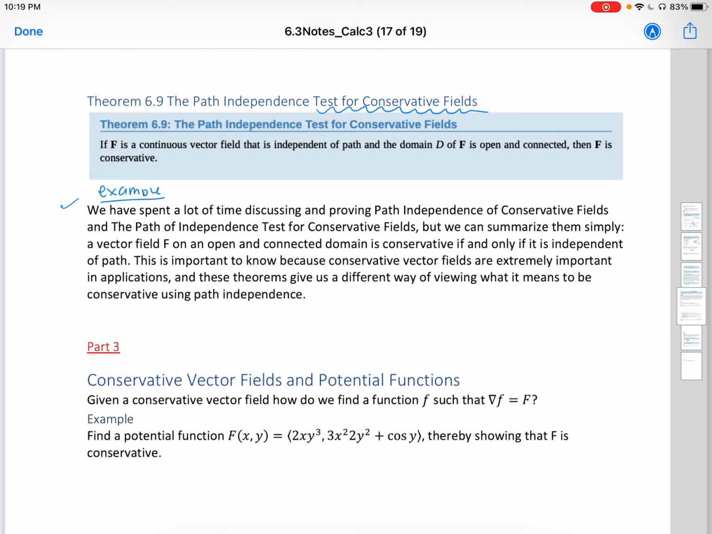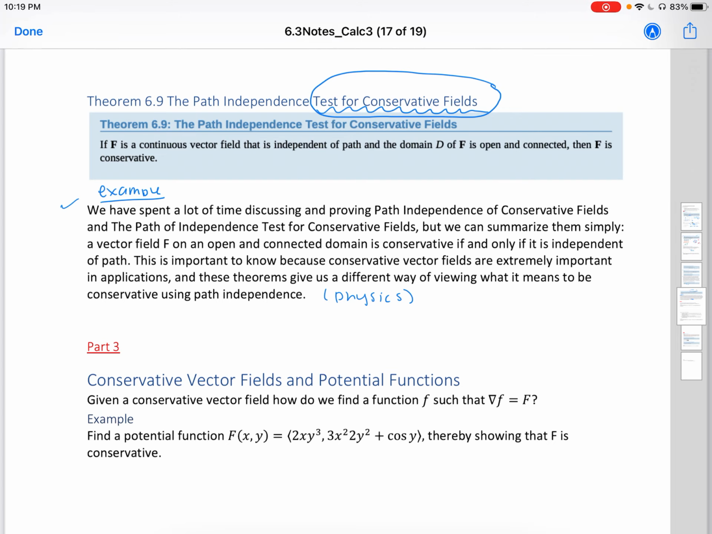We have spent a lot of time discussing path independence, conservative fields, and path independence tests for conservative fields, but we can summarize them simply. A vector field F on an open and connected domain is conservative if and only if it is independent of path. This is important to know because conservative vector fields are extremely important in applications, and these theorems give us a different way of viewing what it means to be conservative using path independence. And whenever you think of anything being applicable, it's your physics. All right, so we're going to continue this thought of conservative fields and how to test for them.